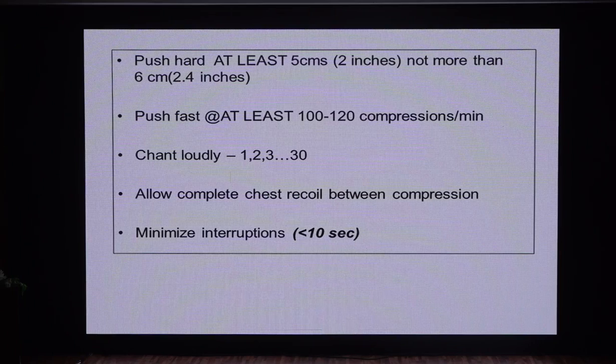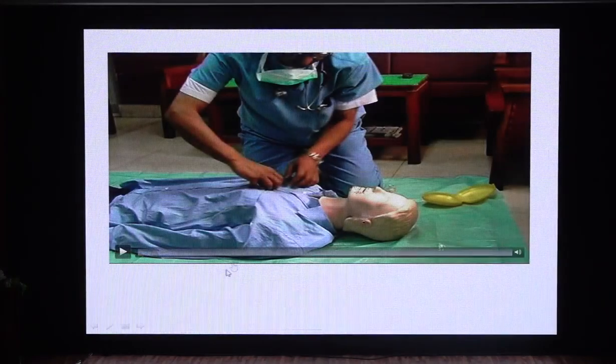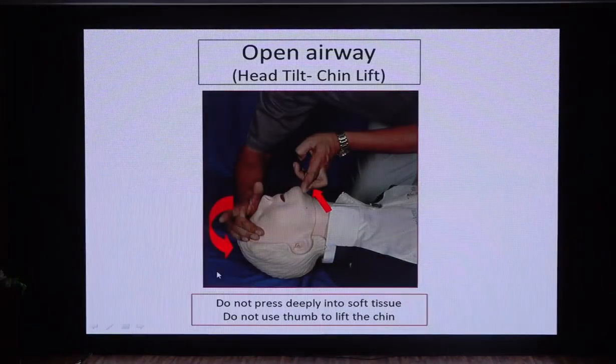I told you how to count the seconds in your mind to check the time. And this is how you give, wait a minute.